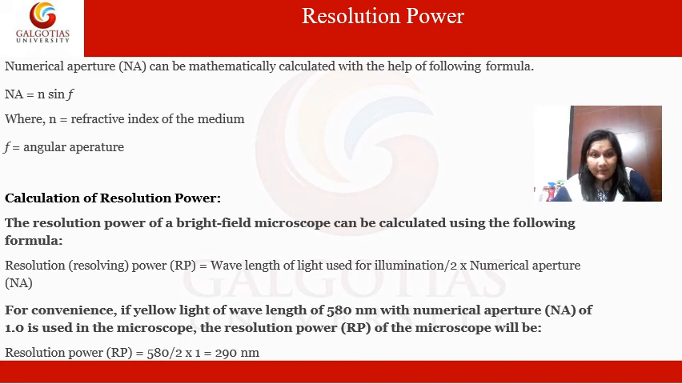The resolution power of a bright field microscope can be calculated using the following formula, that is RP, or resolution power of the microscope, is equal to the wavelength of light used for illumination divided by 2 multiplied by numerical aperture. For example, if we use yellow light of wavelength 580 nanometer with numerical aperture of 1, then the resolution power of the microscope will be 580 by 2 into 1, which is equal to 290 nanometer.